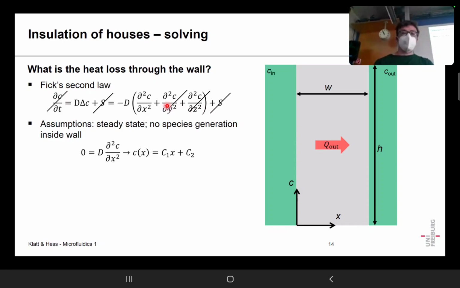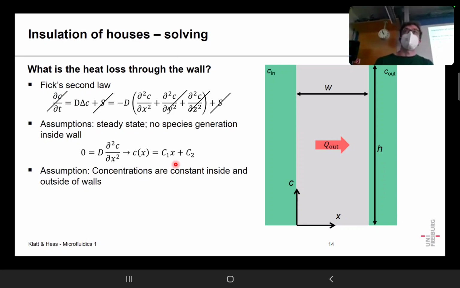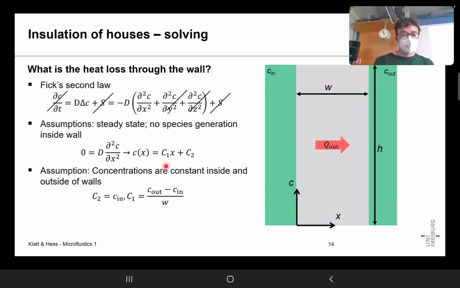Okay, we come to the same equation as we had before, except that it's not temperature but concentration. You have to integrate your Fick's second law twice, and you end up with a linear concentration distribution. And you have the same boundary conditions that we had before. So at the position x equals 0, the concentration is C in. At the position x equals W, the concentration is C out. And that's how you calculate your constants, big C2 and C1.